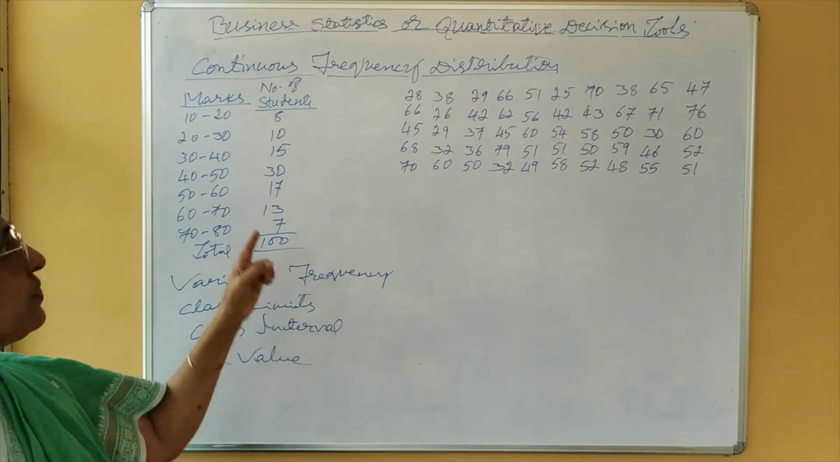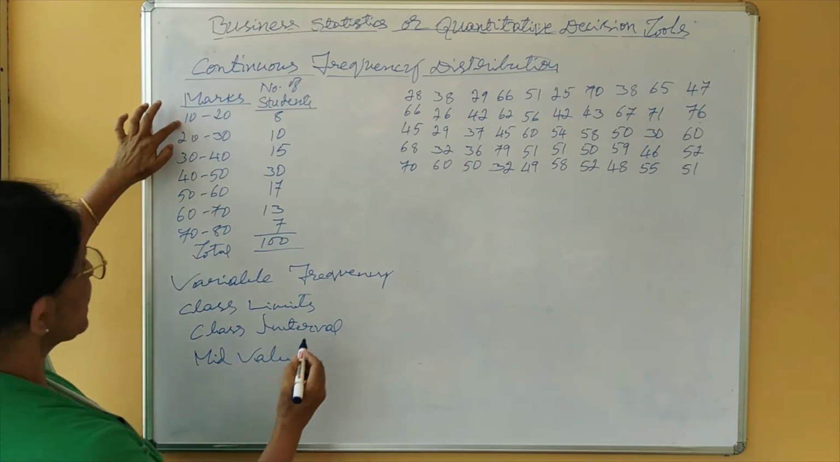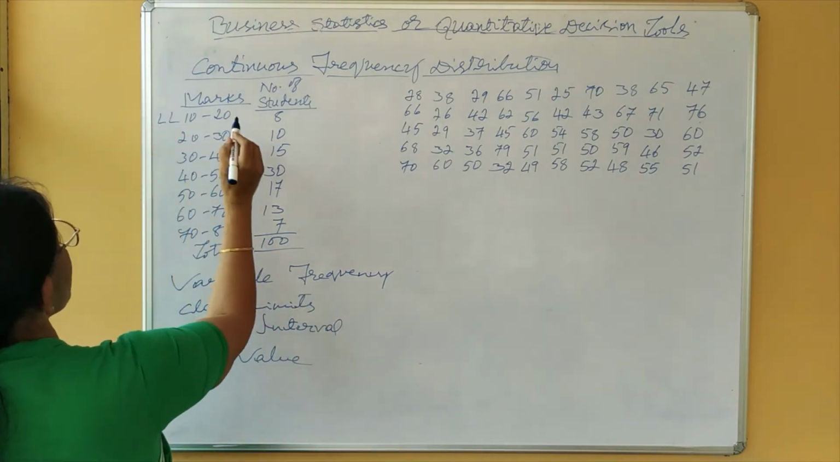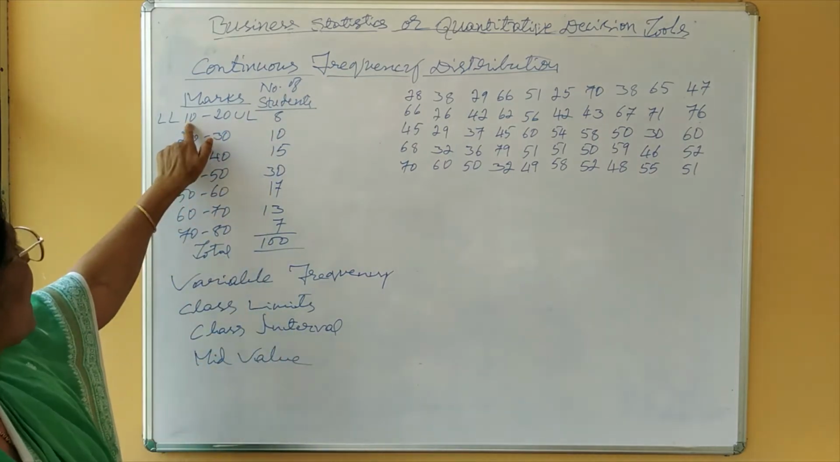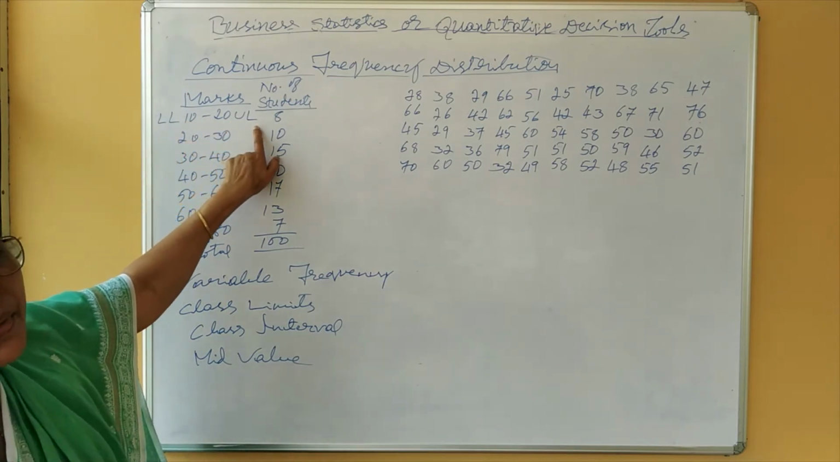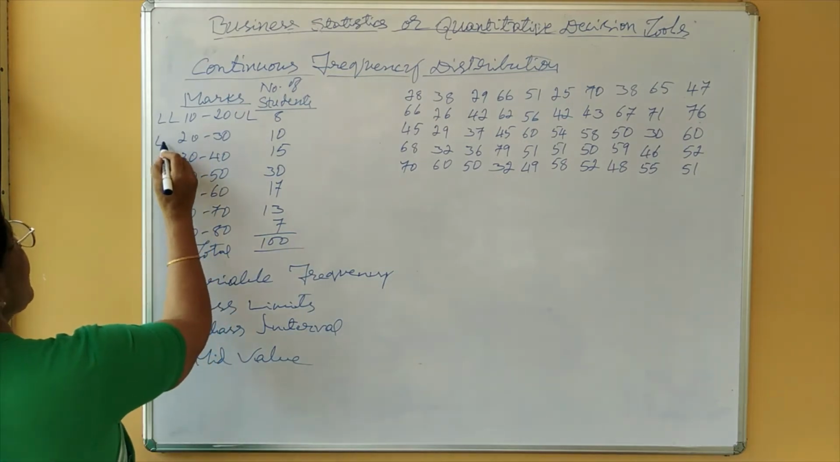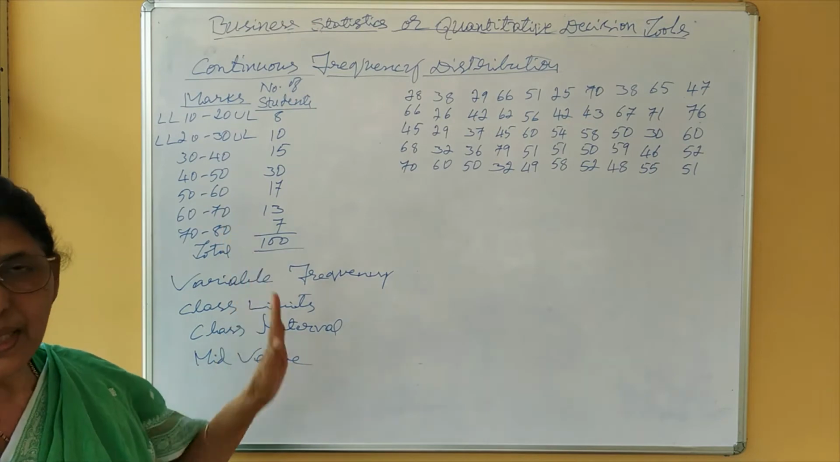The 2 values in each class are called the class limits, and the lowest value is called lower limit and highest value is called upper limit. To the class 10 to 20, 10 is the lower limit and 20 is the upper limit. For the class 20 to 30, 20 will become lower limit and 30 will become upper limit, like that.